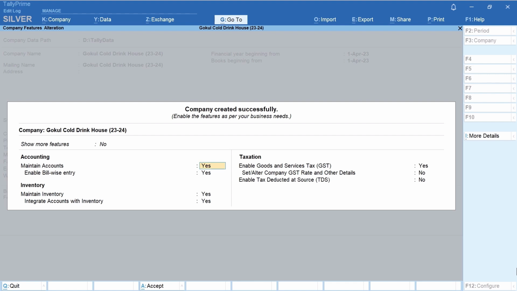Rajesh, can you tell me the full form of ERP? Sir, it is Enterprise Resource Planning.